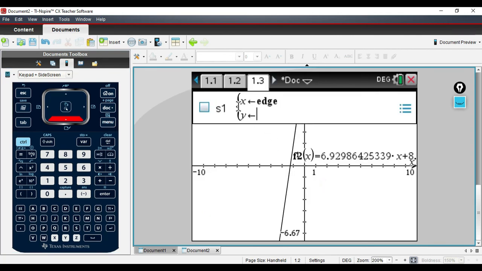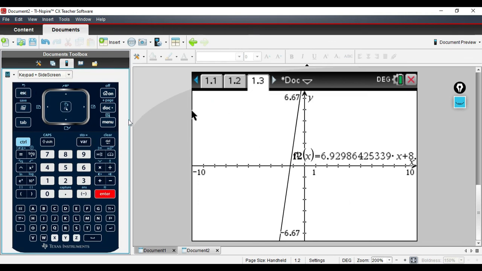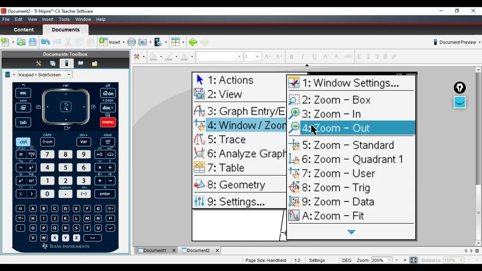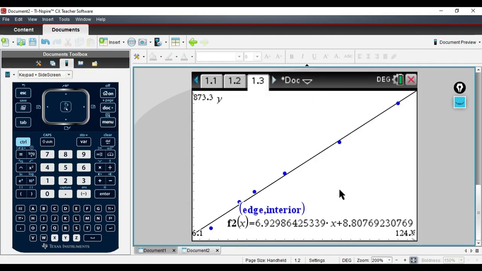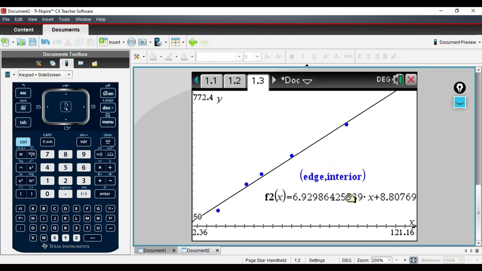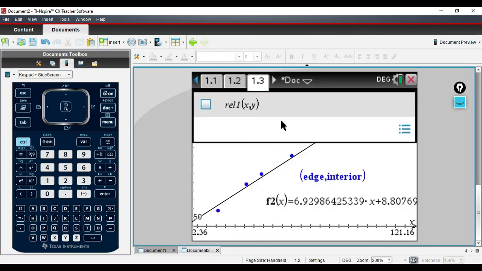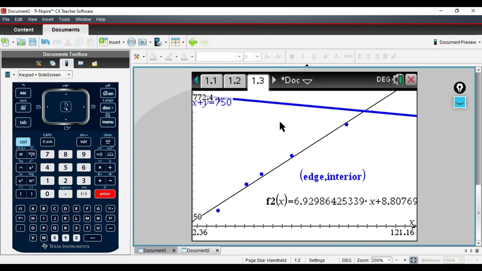And that's where our edge was x, and what did I call it? Interior. I can just type it in, but you'd probably be better off using your variables feature there. There's my scatter plot, and I'll do a zoom fit to the data. And now I can see, okay, that seems to be the correct regression equation with that scatter plot. And the last thing I've got to type in is the relation x plus y equals 750. Of course I also could have typed that in as y equals 750 minus x, but that's probably a little more intuitive.